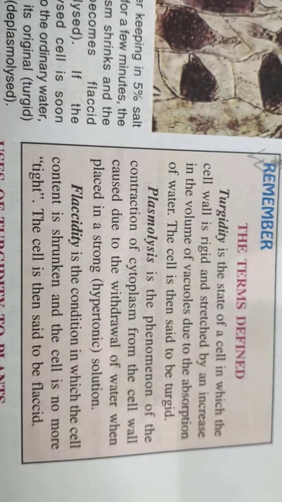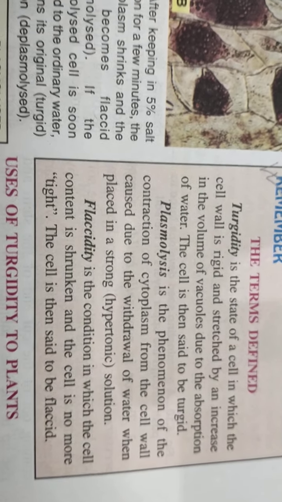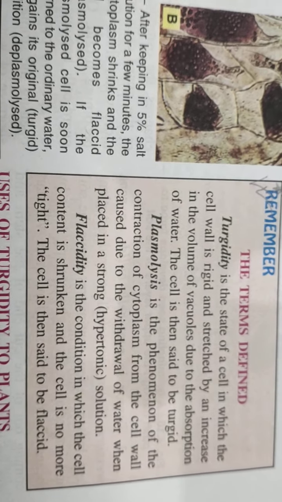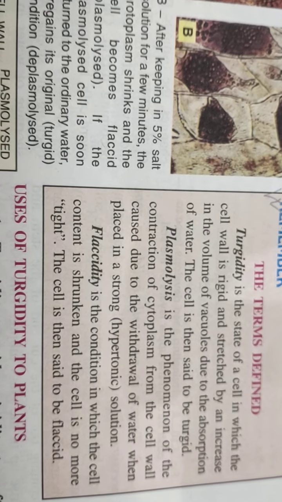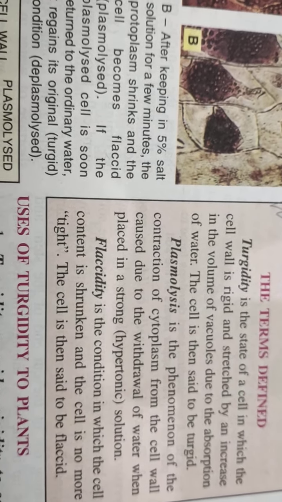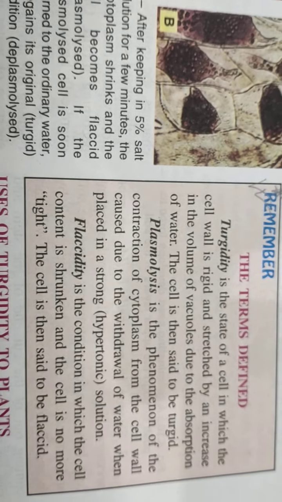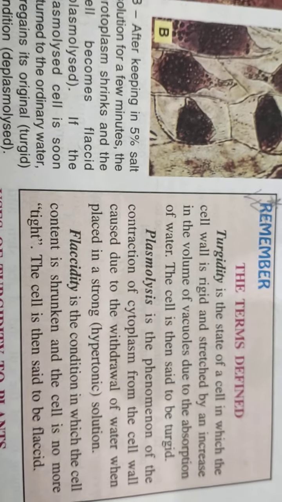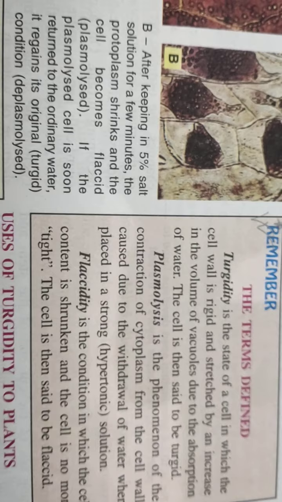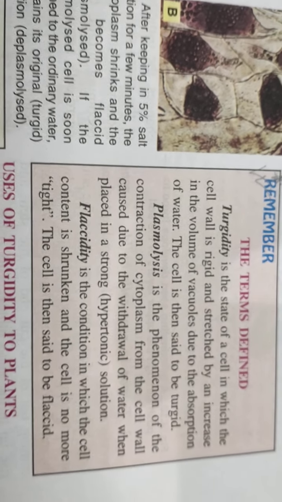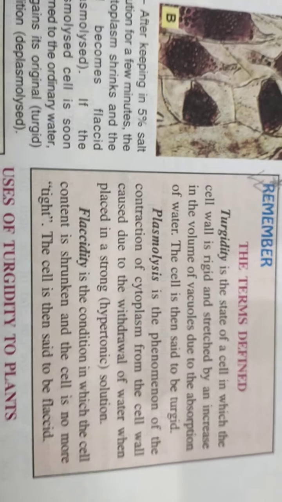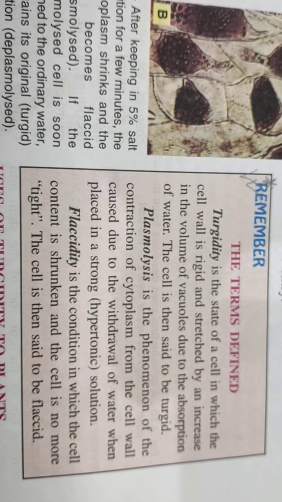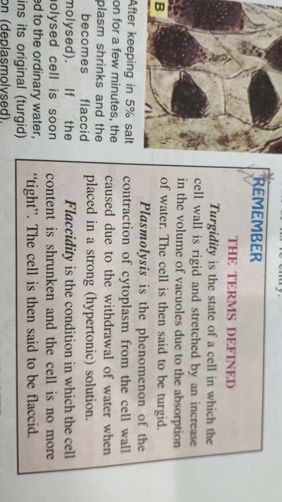Actually, plasmolysis means the shrinkage of protoplasm, or the shrinkage of, you can say also, the cytoplasm. But for a proper definition, you need to learn this. But you have to understand the definition that it is nothing but the shrinkage of the protoplasm or cytoplasm. And when this plasmolysis is occurring, the condition is known as flaccidity. It is the condition in which the cell content is shrunken and the cell is no more tight. The cell is then said to be flaccid.